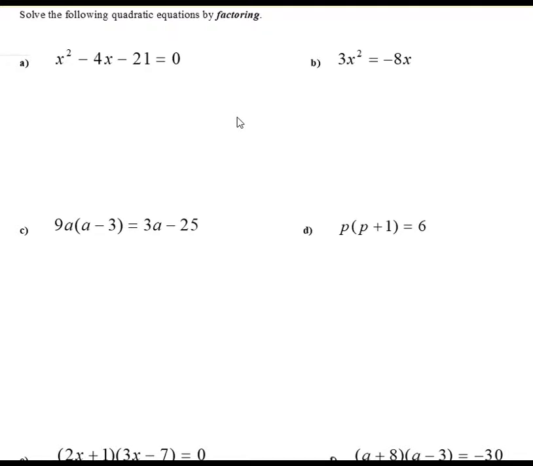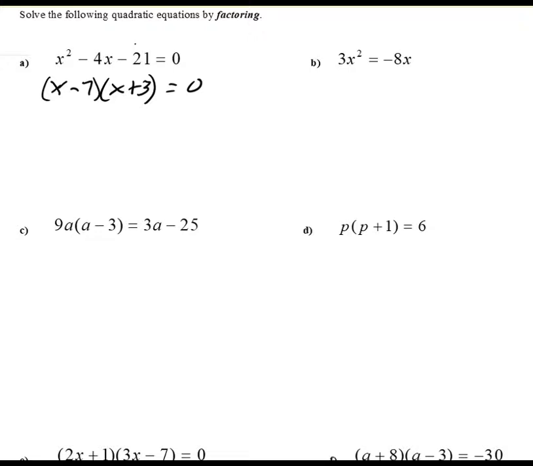Okay, we're going to solve the following quadratic equations by factoring. So the first equation is already in expanded form, so we want to write it in factored form. This is three terms, so we're going to try binomials equaling 0. So we got x times x to give us the x squared. Factors of negative 21 that add to negative 4 is negative 7, positive 3.